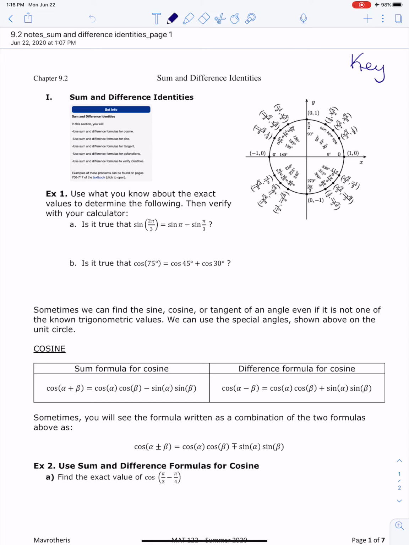These are the chapter 9.2 notes, sum and difference identities, and this is page 1.